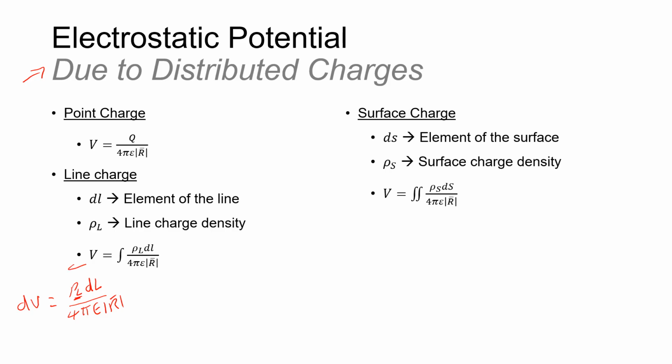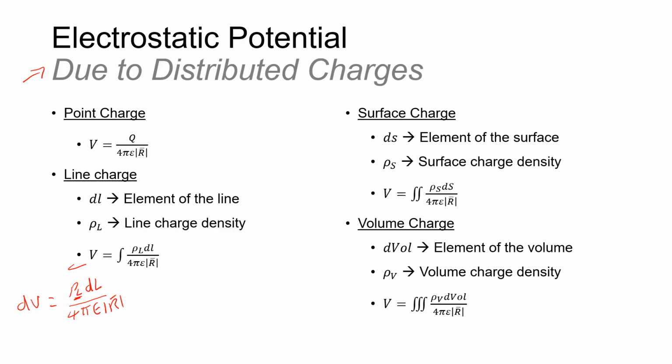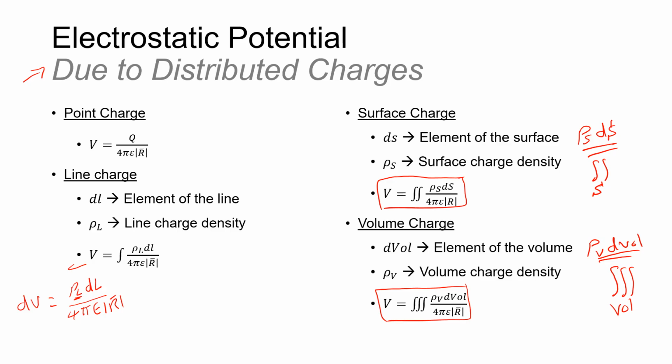Likewise, you can do it for the surface charge density and for the volume charge density, because in this case you have rho L dl, rho S ds, and in this case you have rho V dv. In that case, for this one you need to take a double integral over the surface, and in this case you need to take a triple integral over the volume. And finally, you can reach these three nice equations.